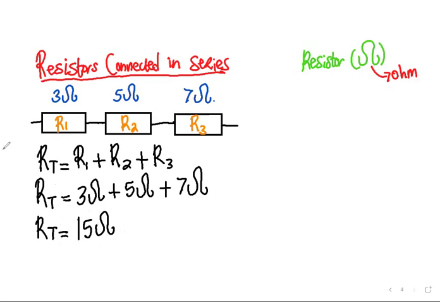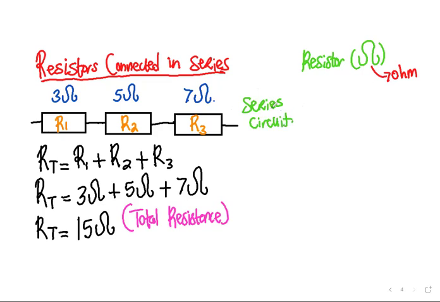So this 15 ohms is what we call the total resistance of this circuit that is in series. So that's basically how it is.